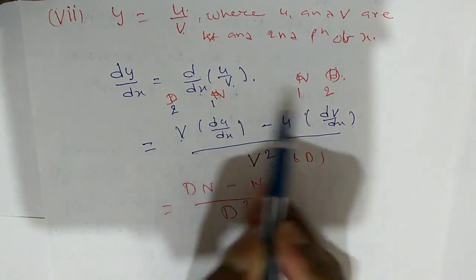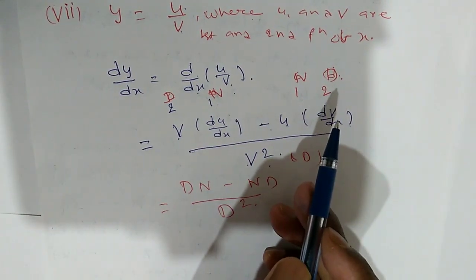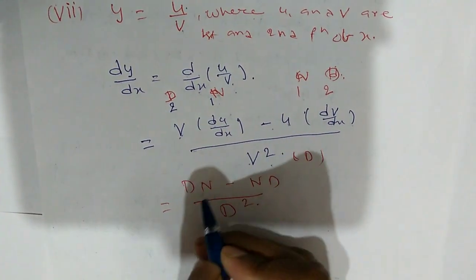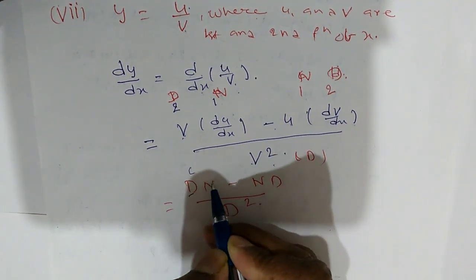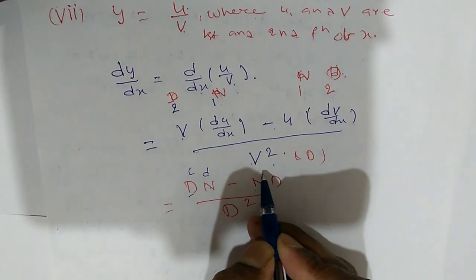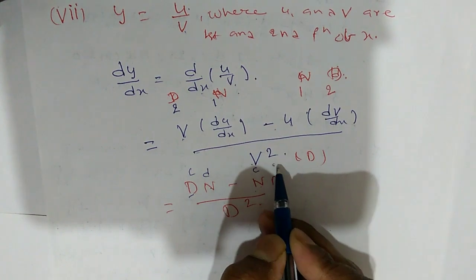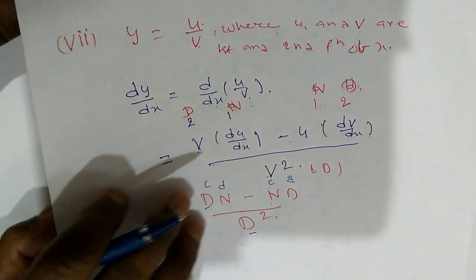Here it is 21 and 12. In case of multiplication it is 12 and 21, multiplication first, thereafter division. So always remember like this: denominator constant, numerator differentiation, minus numerator constant, differentiation of denominator, then denominator square. These all are from differentiation, it means the part of function.